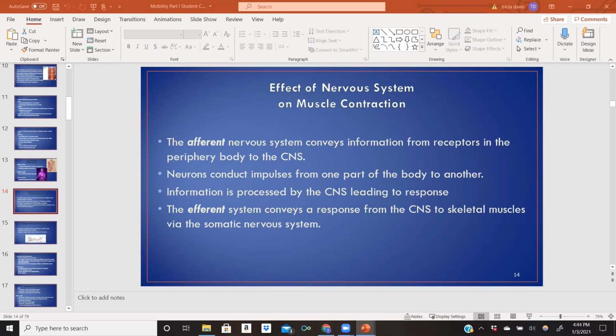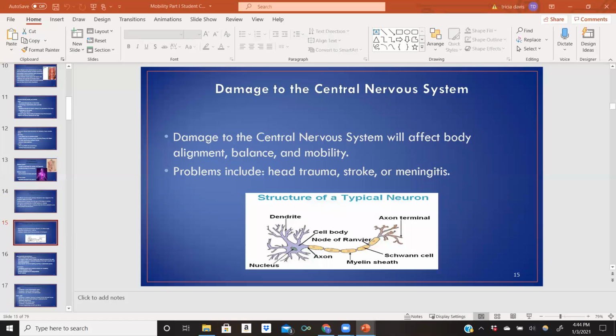The efferent neurons convey the response from the CNS to the skeletal muscles by way of the somatic nervous system. So the muscles in the arm, wrist, and hand contract, and then the fingers can come up and brush the fly off the nose. So you need that afferent nervous system and your efferent nervous system to work in conjunction. Damage to the central nervous system will affect your body alignment, your balance, and your mobility. Problems can come from head trauma, motor vehicle accidents, strokes, meningitis.